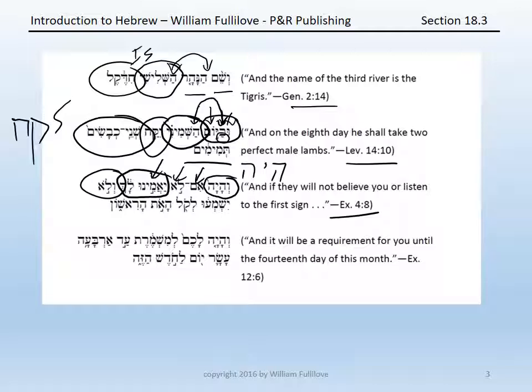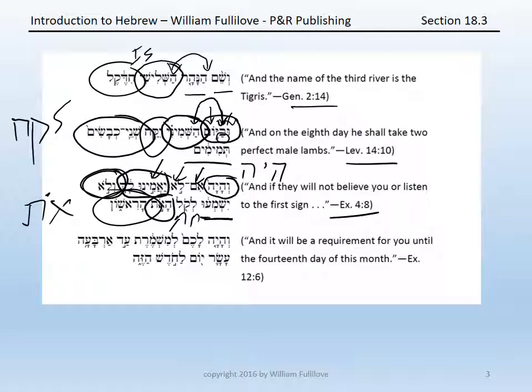Velo, and not, and now you have a verb you do recognize. Qal imperfect, third masculine plural of shama. And if they will not listen, le to kol, the sound of ha'ot. Ot is a sign. So if they will not listen to the sound of the sign, which one? Harishon, the first one.